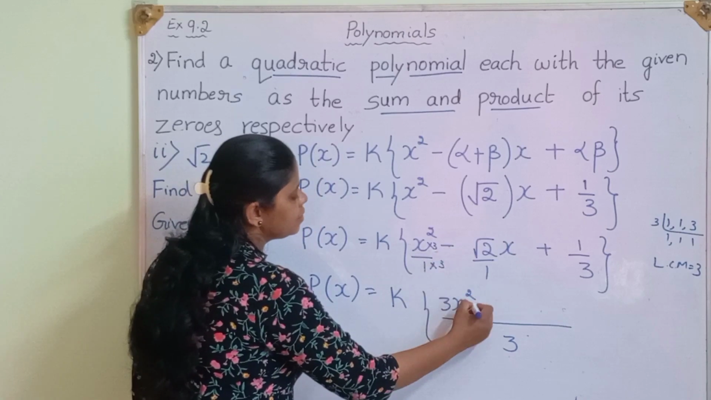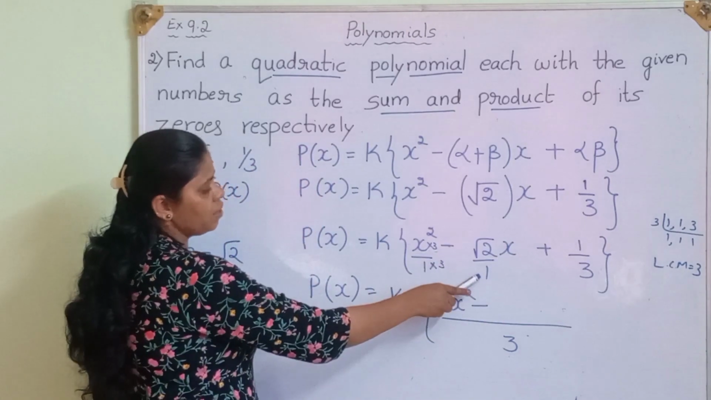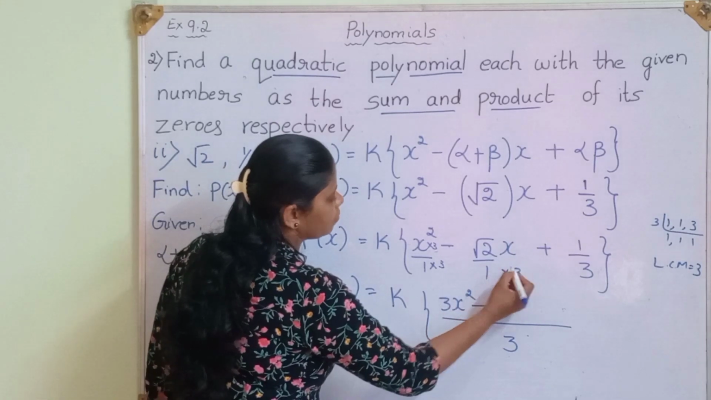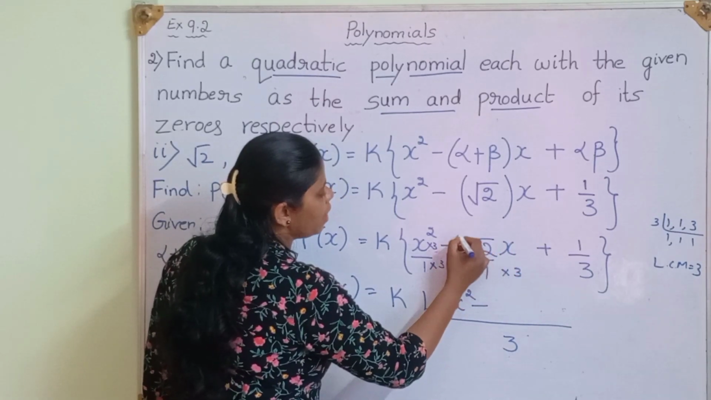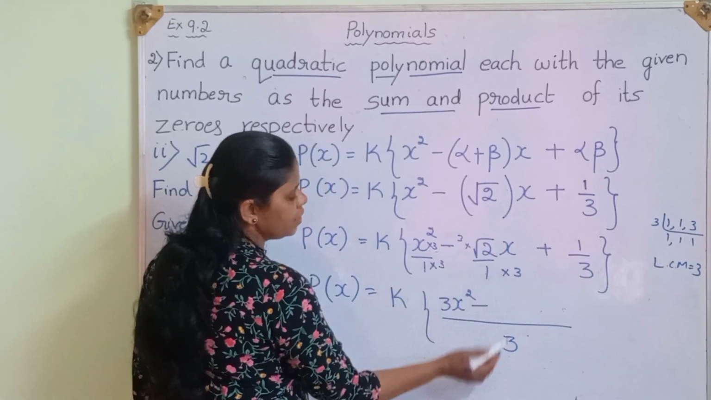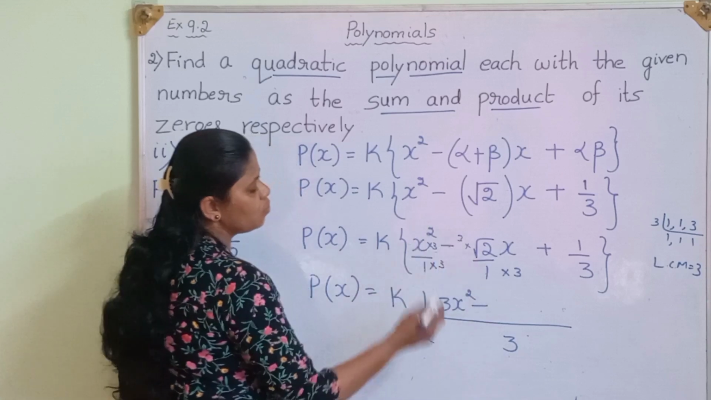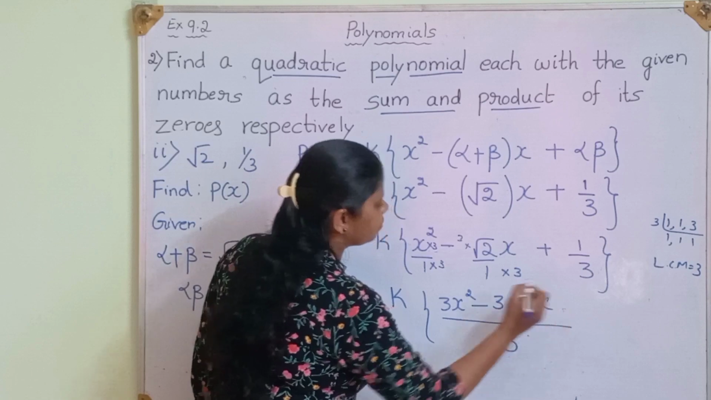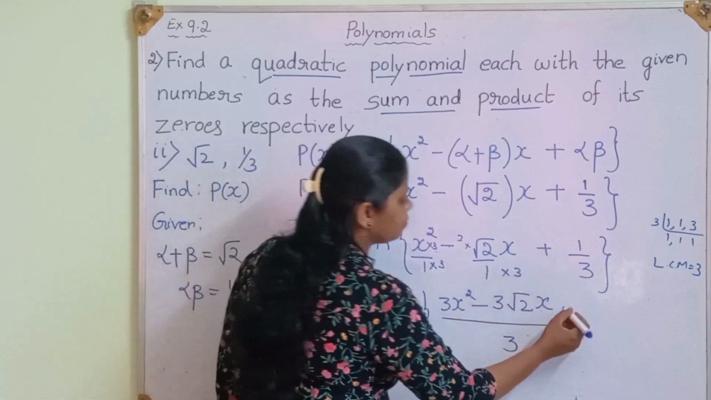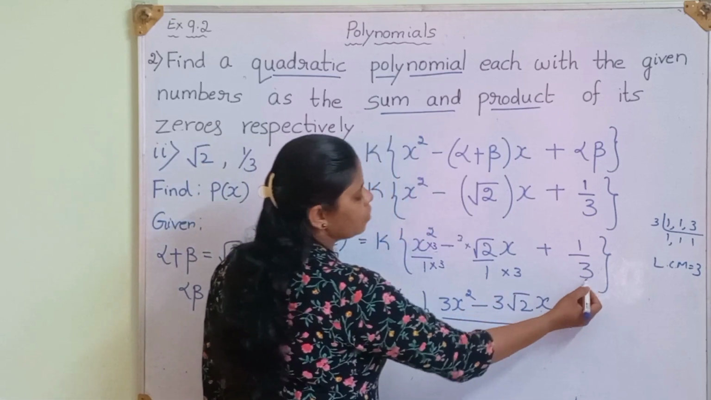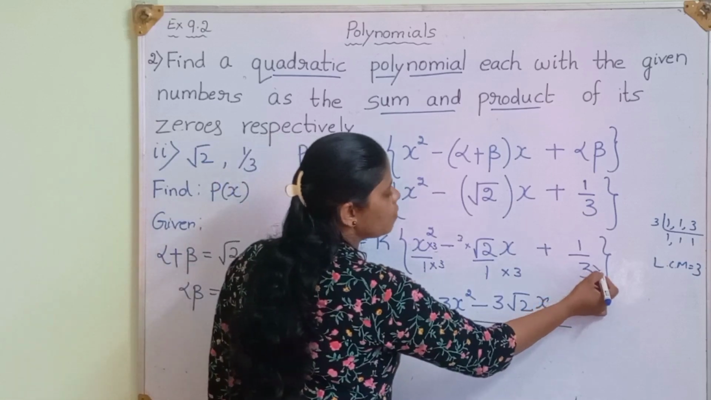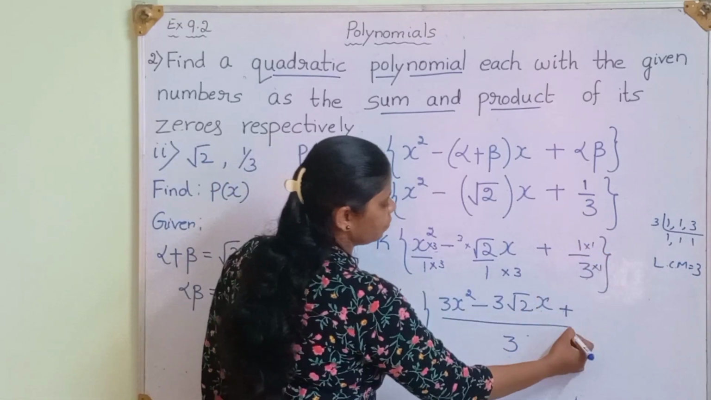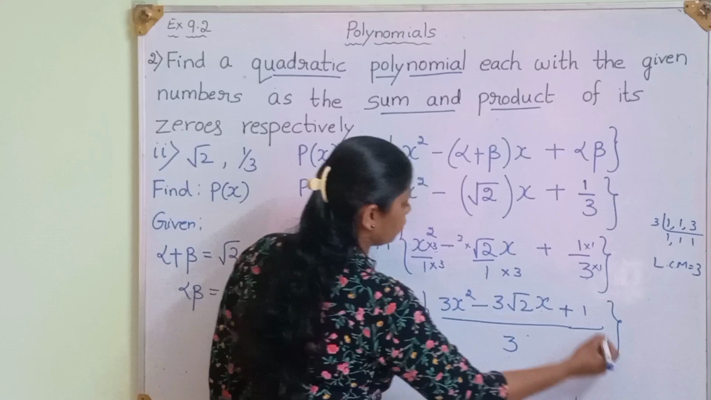Minus, for this minus let me write minus. 1 into 3. Here also we will multiply it by 3. 1 into 3 is 3. 3 into root 2 is 3 root 2 x. Okay. Plus. Already we have 3 is in the denominator. So we will multiply it by 1. Okay.